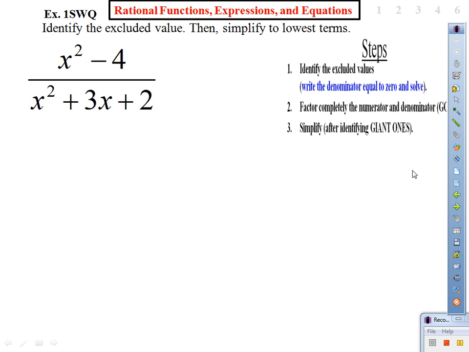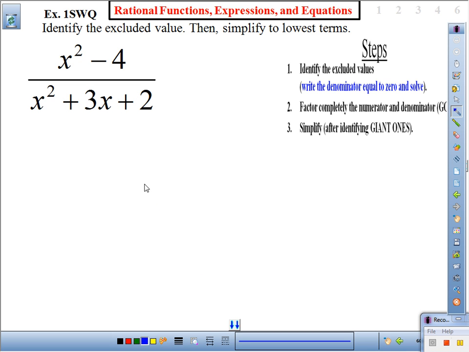Here we go. Example 1, Star Wars cube. x squared minus 4 over x squared plus 3x plus 2. Let's go. Who went last? Leo, pass to someone. Michelle, how do we find the excluded value? Set the denominator equal to 0. x squared plus 3x plus 2 equals 0. Pass to someone.